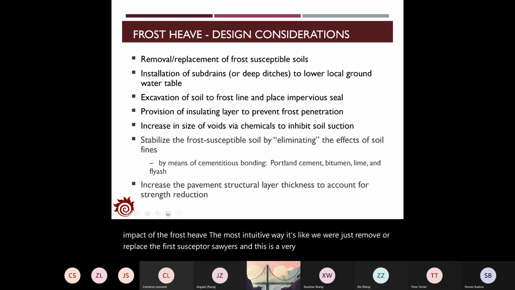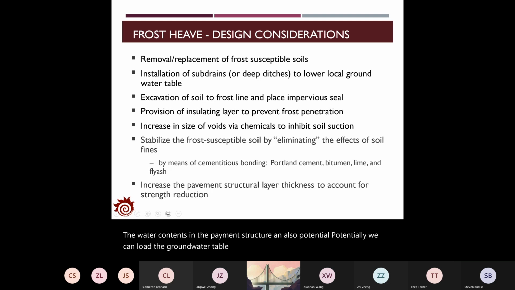And then the other potential method is, because frost heave is caused by the combination of the water contents and the temperature. For a local region, you probably cannot control the temperature, but there's a way for you to remove the water from the pavement structure. So with that, we need to design an appropriate drainage system to reduce the water contents in the pavement structure, and also potentially we can lower the groundwater table.